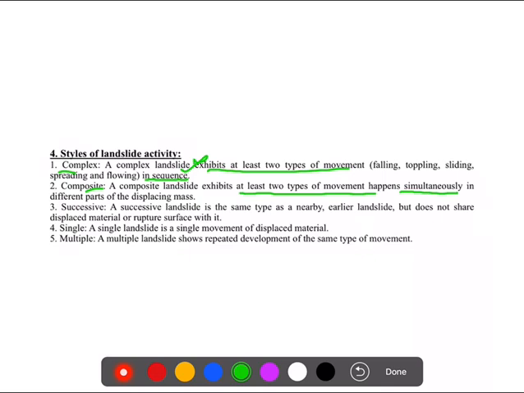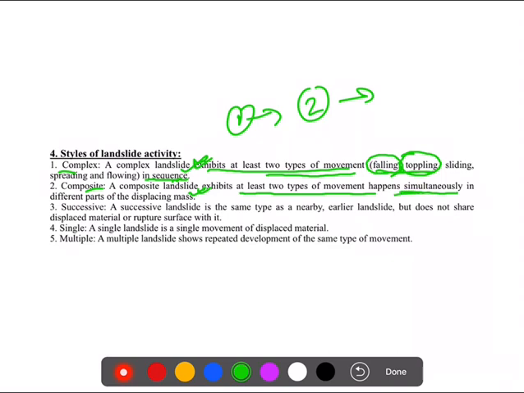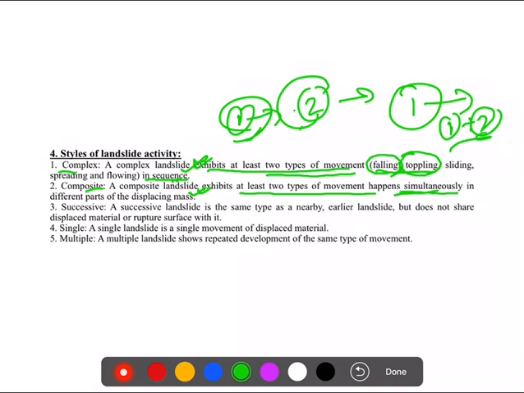In a complex landslide, the two different types, let's say falling and toppling, happen in a particular landslide, but in sequence, one after the other. In the first sequence there will be falling, and in the second sequence there will be toppling. But in a composite landslide, toppling and falling take place simultaneously. There is no first or second; both take place at once. So in composite it is simultaneous, and in complex it is in sequence.